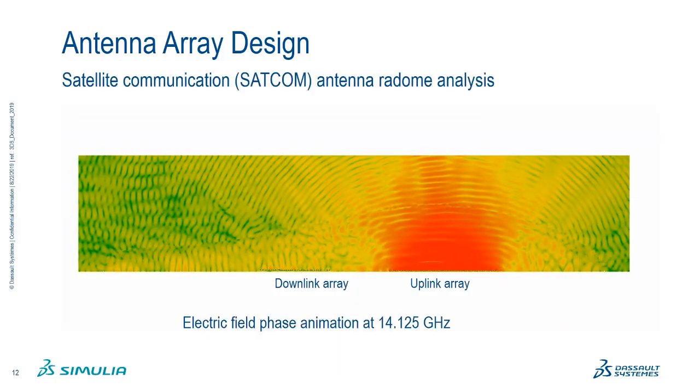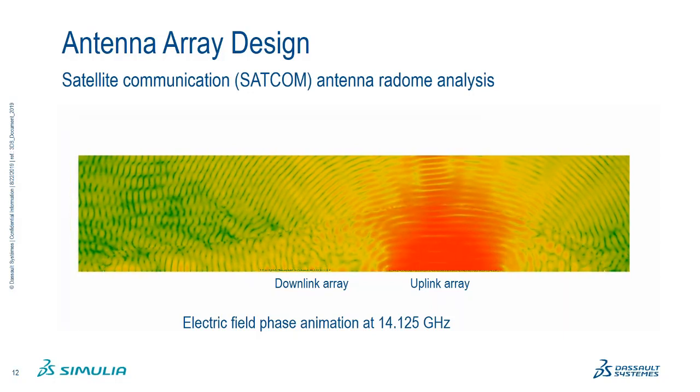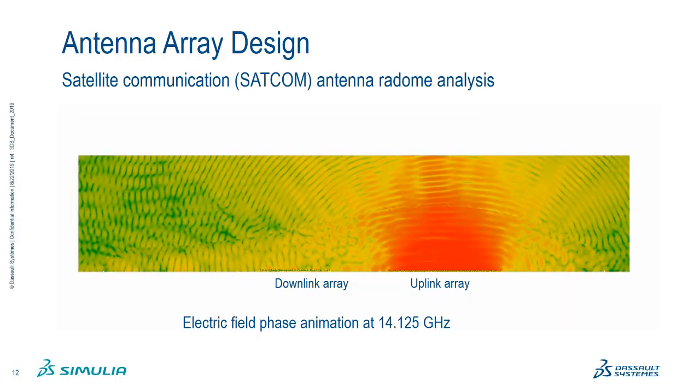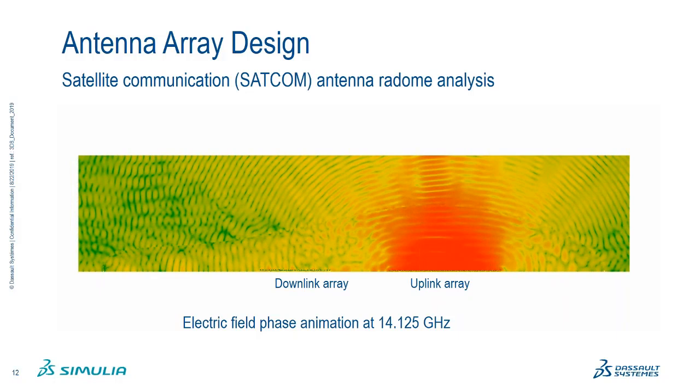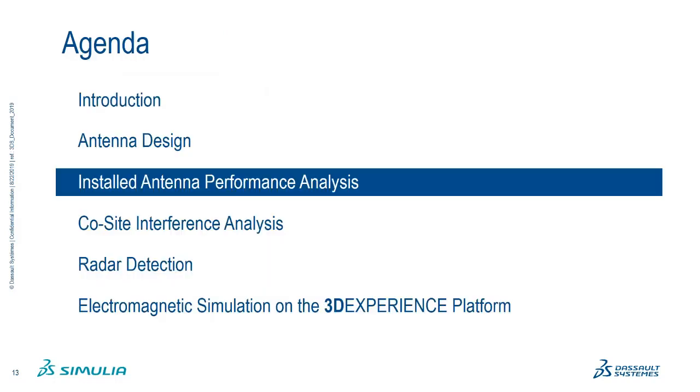Here we can see an animation of the electric field distribution, which shows the influence of the radome. The change in dielectric constant from the air to the radome material causes reflection, and some of the field is trapped under the radome. The radome also changes the radiated beam profile, and there may also be some coupling from the uplink to the downlink array. So let's now explore SIMULIA solutions for analyzing the installed antenna performance.